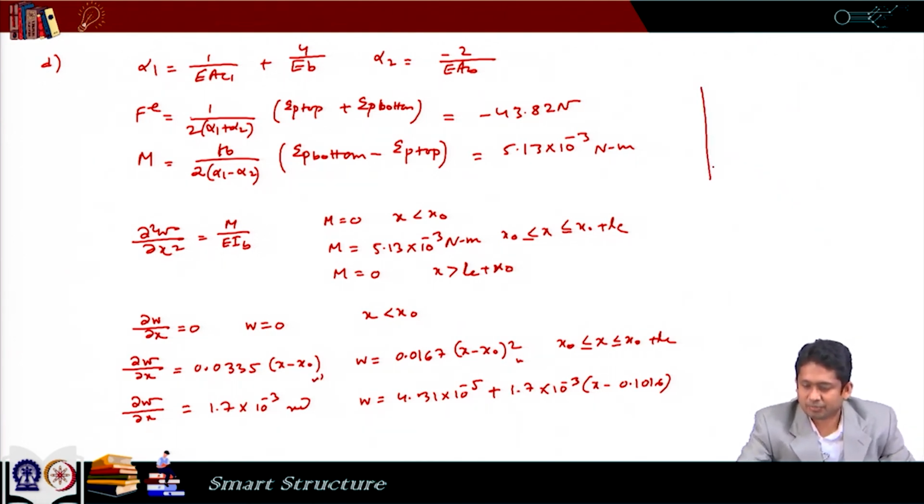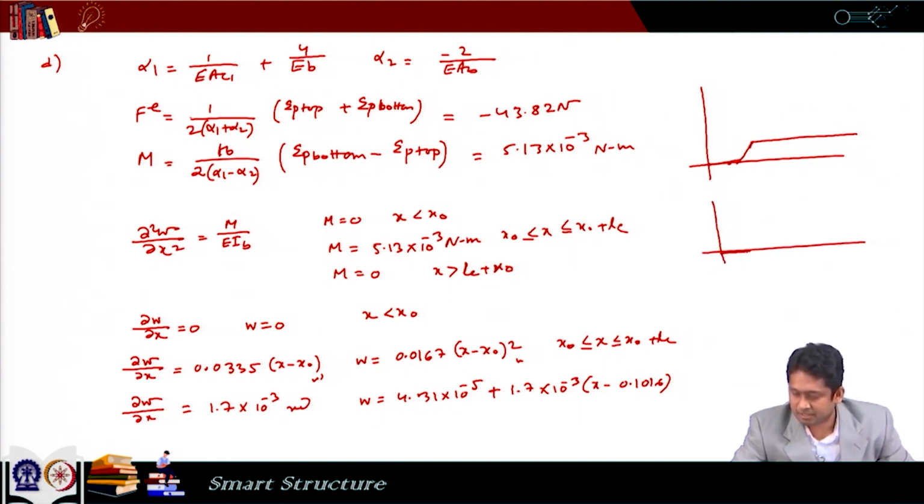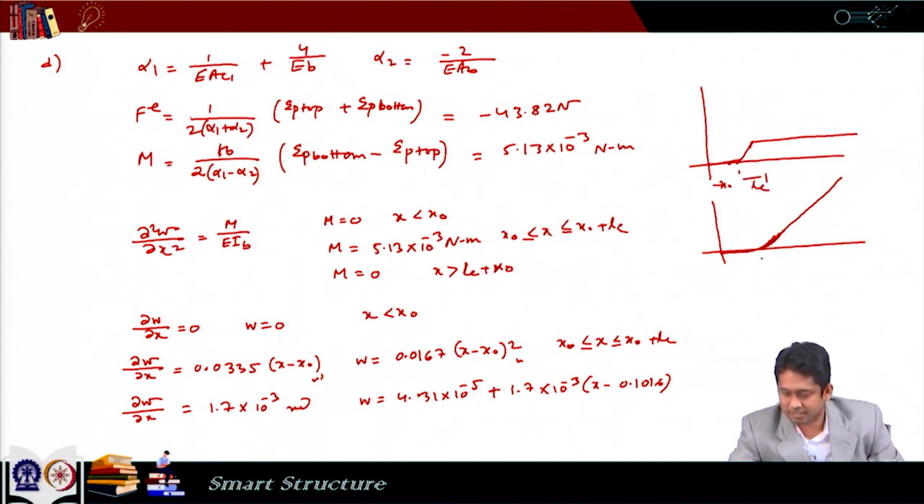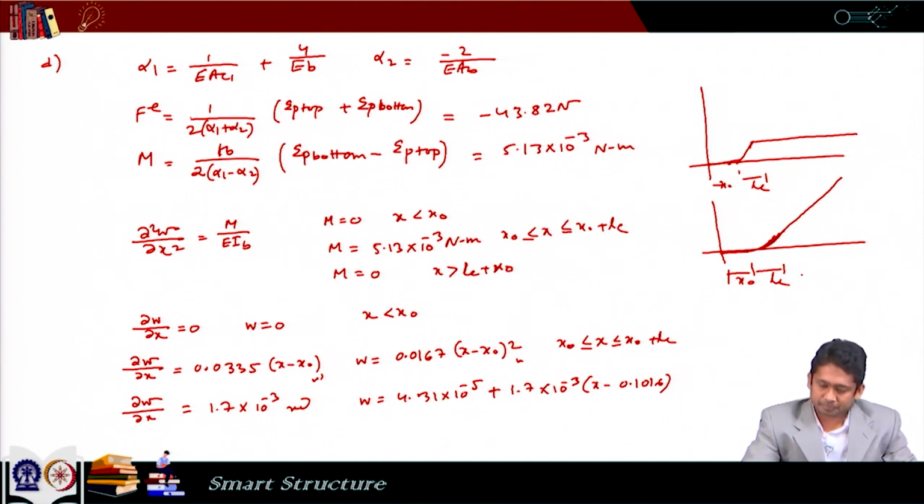Again if we plot the slope distribution, it would look like this, and if we plot the displacement, it would look like this. So, this is our x 0 and this is LC. Similarly, this is x 0 and this is LC.